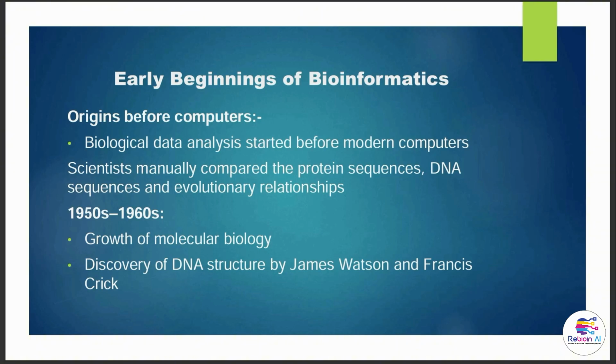At that time, scientists were already trying to understand biological information manually. Researchers compared protein sequences, DNA patterns, and evolutionary relationships using paper-based methods and mathematical calculations. This process was extremely slow and difficult because biological data was increasing rapidly. Imagine comparing thousands of DNA letters manually without computers. It required huge effort, time, and accuracy.